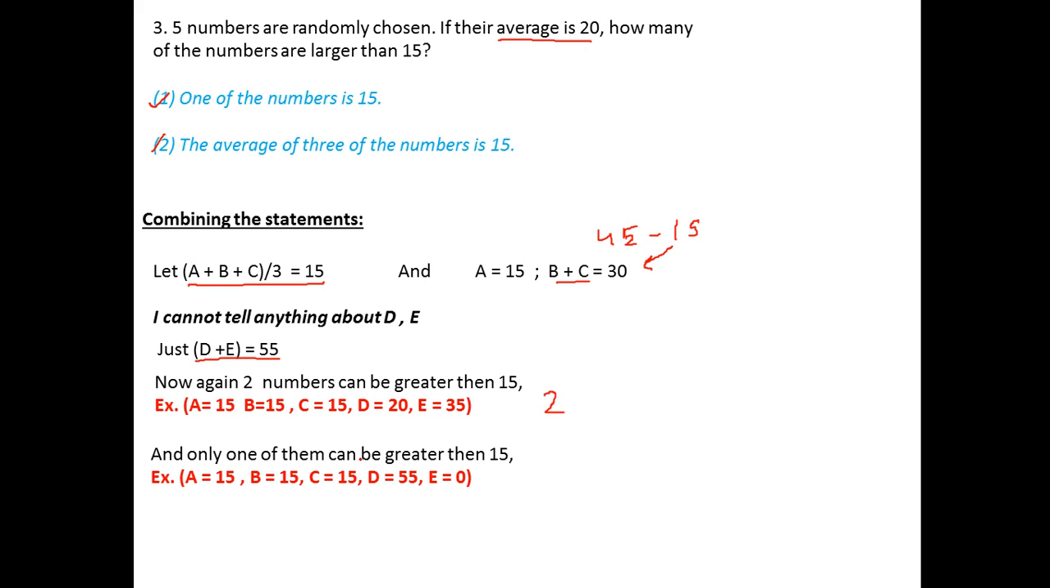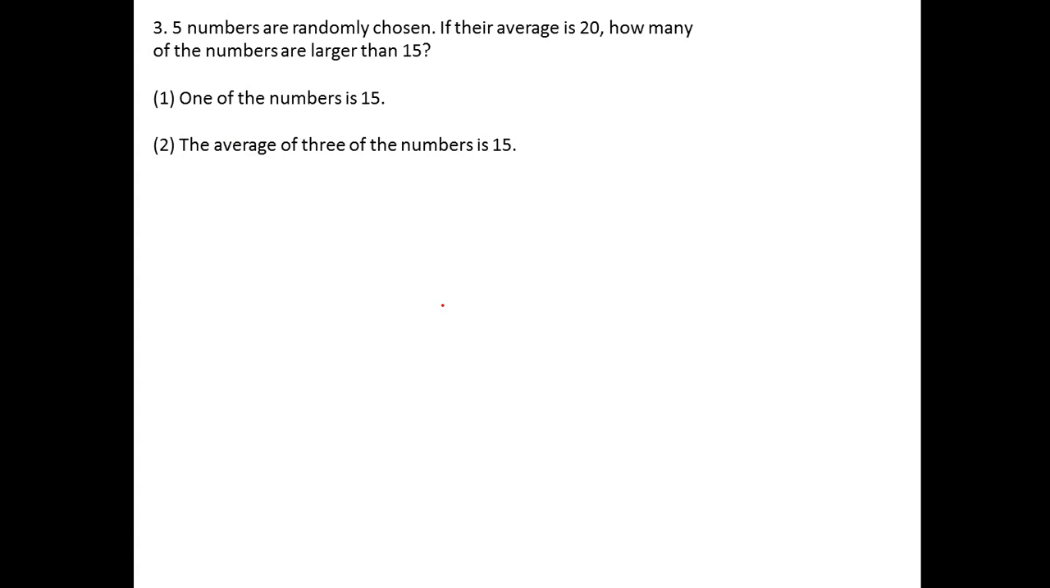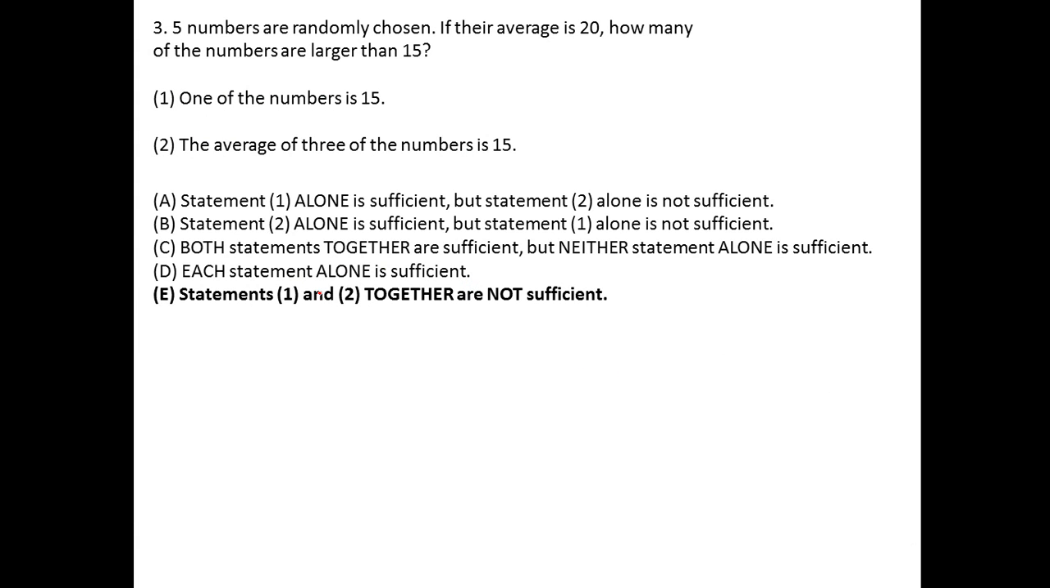And only one of them can also be greater than 15. For example, A is 15, B is equal to 15, C is equal to 15, D is 55, and E is equal to 0. So here only one number is greater than 15, and this also satisfies statement 1, 2, and that the average is 20. So combining the statements also, I cannot answer the question. So what is the answer to this question? The answer is statement 1 and 2 together are not sufficient, and that is option choice E.